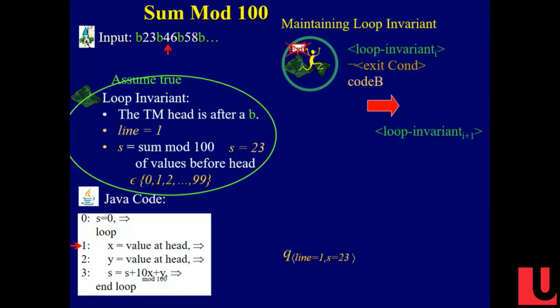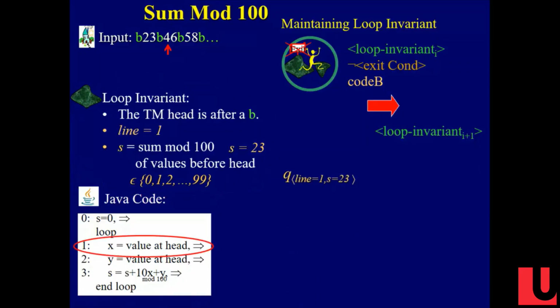Now, I could put in there, actually I do know some other things. When I'm on line 1, I better be looking at a blank, otherwise I'm going to panic. I could say that. But that's kind of built into my line 1, in my precondition. So this is the state I'm in. I'm in line 1, S equals 23. That's the name of my state. Everybody got that?